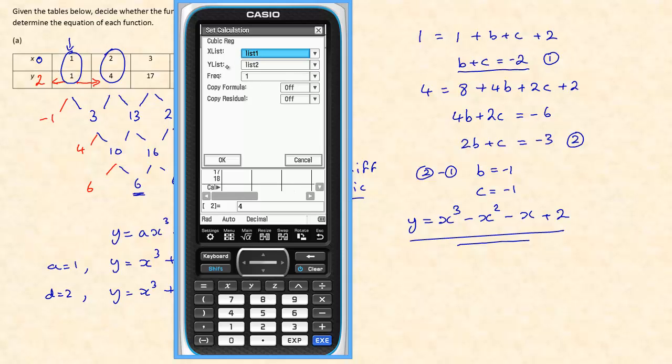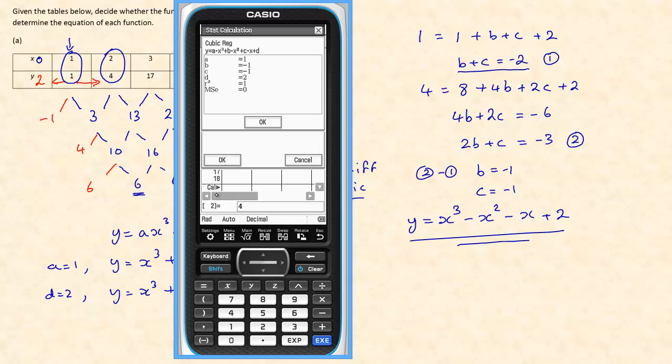Our x's were in list 1, our y's were in list 2. Click OK. It tells us the equation is y equals ax cubed plus bx squared plus cx plus d. And it tells us that a is 1, b is negative 1, c is negative 1, and d is 2.